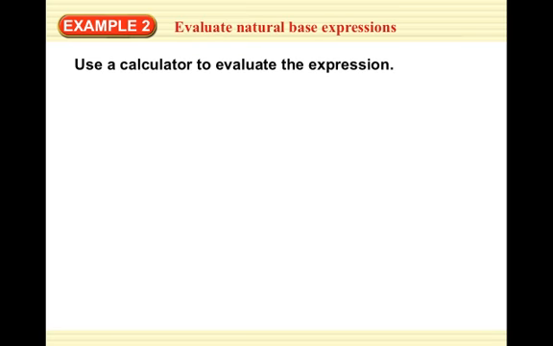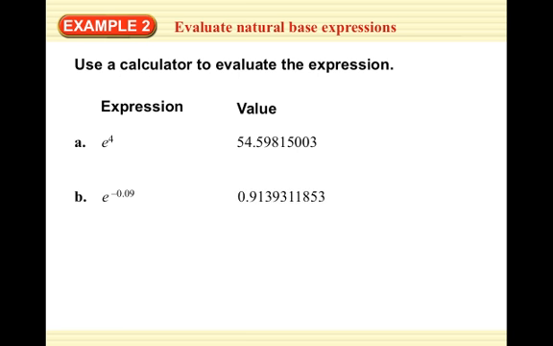All right, you want to be able to use your calculator to evaluate natural base expressions, so go ahead and grab it. Your e to the x key is on the left column, so find that. So you're going to select the e to the x key. You're going to type in a 4 for that exponent in that little box, and then press enter, and you should get 54.59815003. And do the same thing for e to the negative 0.09. Press enter, and you should get 0.9139311853.